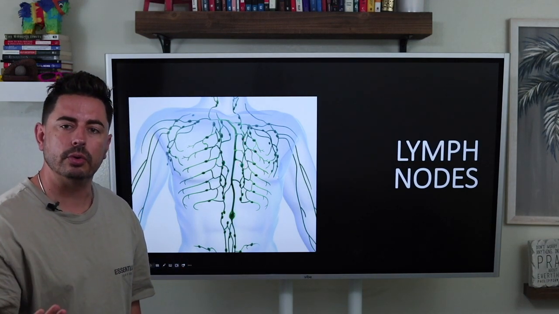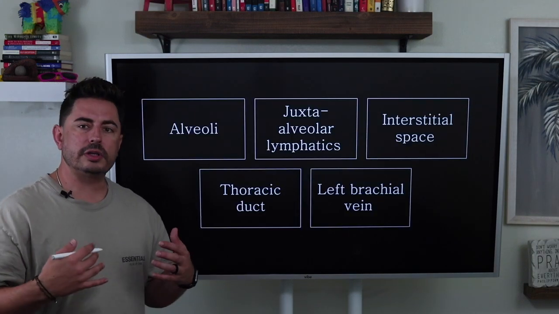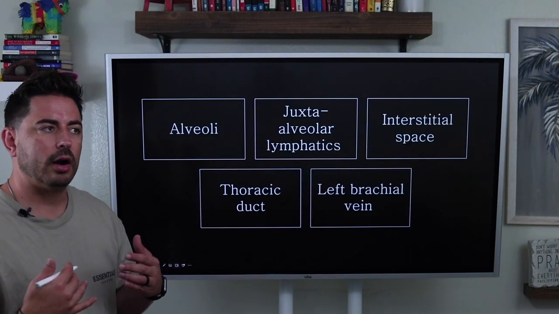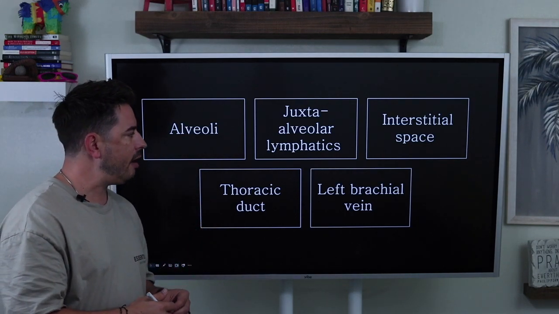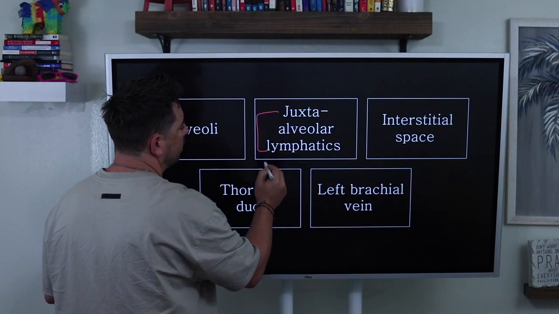And when we look specifically at the alveoli, there are not any lymphatics within the alveoli. What we have are called juxta-alveolar lymphatics.